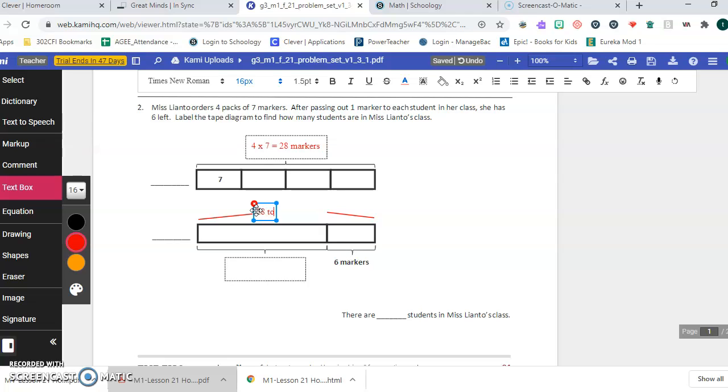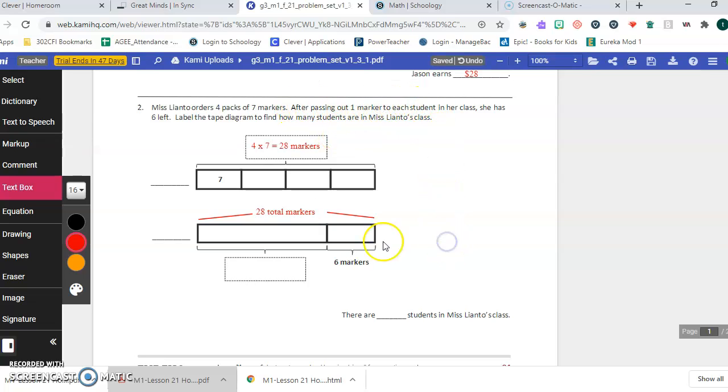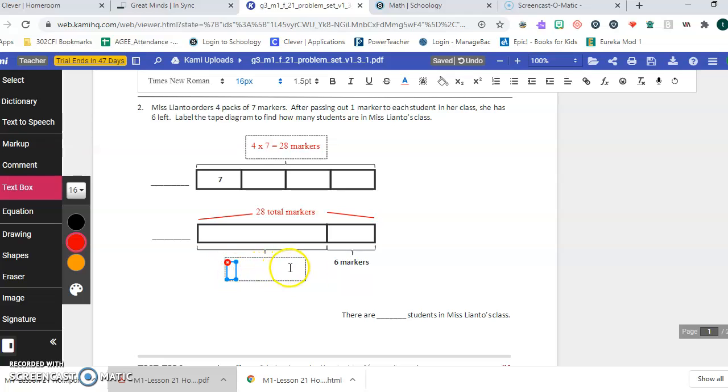This tape is 28 total markers, and when we're reading this problem, after passing out 1 marker to each student, we know that she's got 6 markers left over. So however many markers she passed out is the number of students she's got. So the second equation is going to be my total number of markers, 28, and then subtract out the 6 markers that she had left over at the end, and that will give me the total number of students. So I can count back from 28 to find my total number of students.